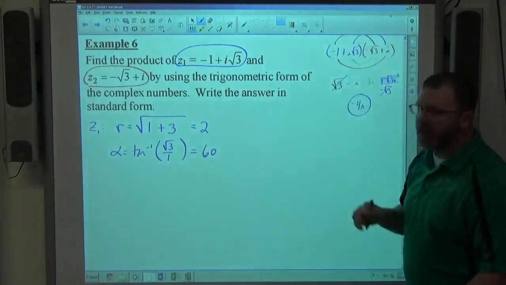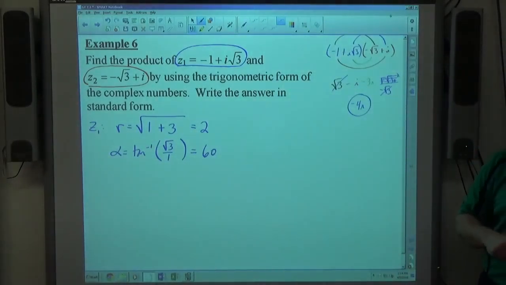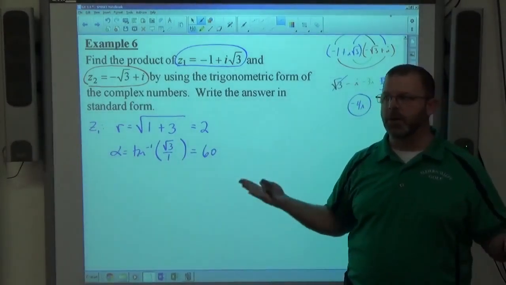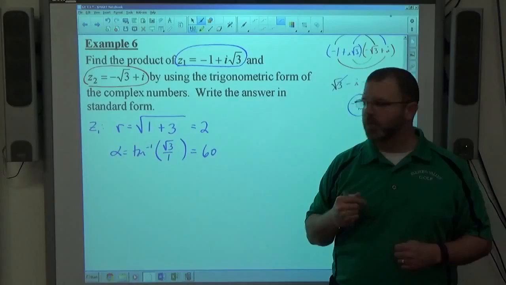The magic numbers for tangent on your sheet are 0, 1, square root of 3, and the square root of 3 over 3. Any one of those four show up, there's an exact value on that sheet. So if you happen to know those, great. If not, again, your calculator can get those for you.